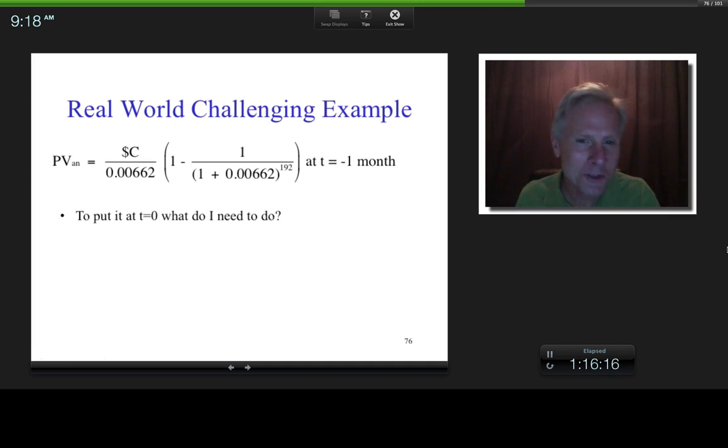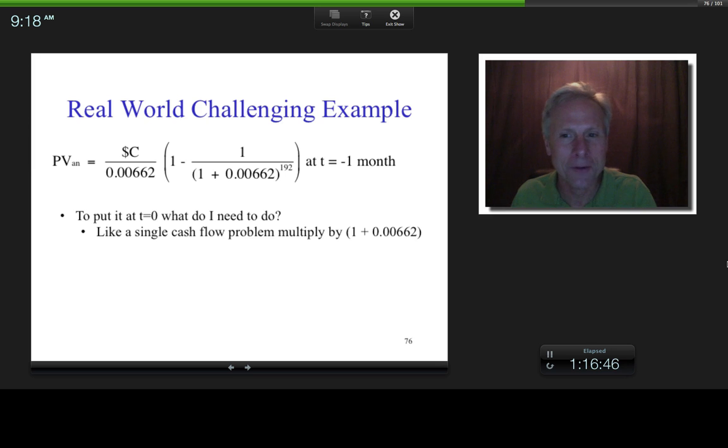Now, I told you that I was a time 0 kind of a guy, right? So I don't want this for 1 month ago. I want this for time 0. So is it a single cash flow problem to figure out what all of this is worth at time 0? What would I do to it? Would I multiply all this by something or divide it by something? Multiply it, right? Now, if I want to bring it forward 1 month, what would I multiply it by? Well, 1 plus the effective monthly rate, right?